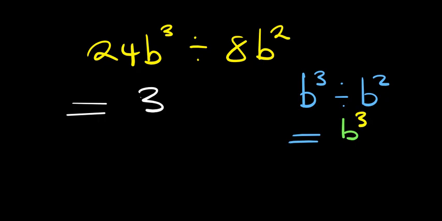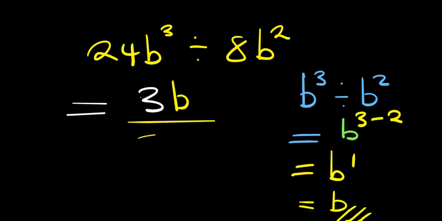The powers, I've got 3, so it's going to be 3 minus 2. Now 3 minus 2, what will be our final answer? 3 minus 2 is just a 1. So I'm going to have b to the power 1. Any number to the power 1 is itself, right? So in this case I'm going to have b. So I'm going to write my b here. So this will be our final answer.